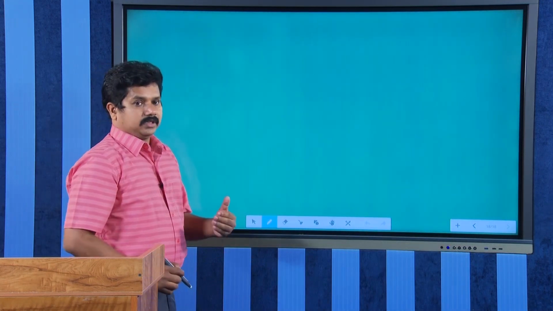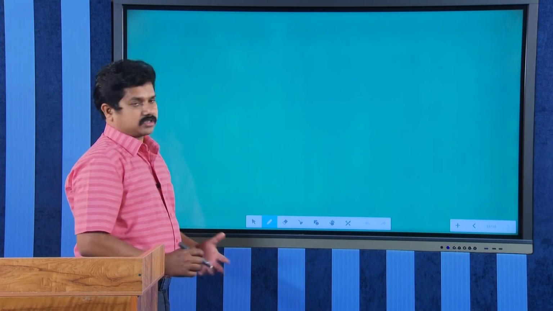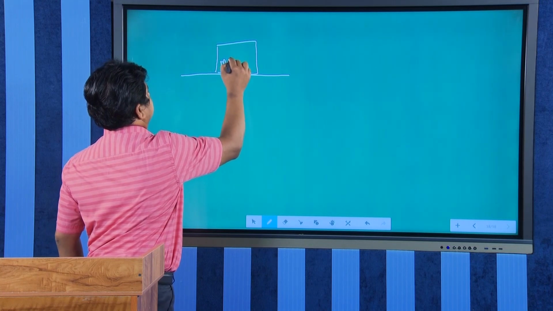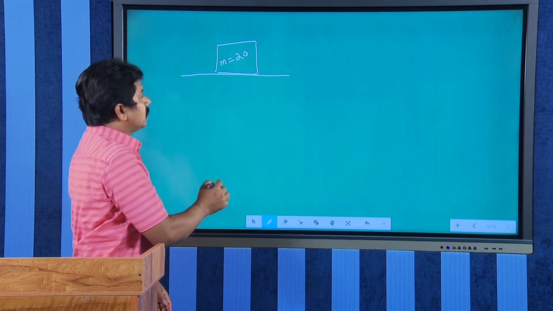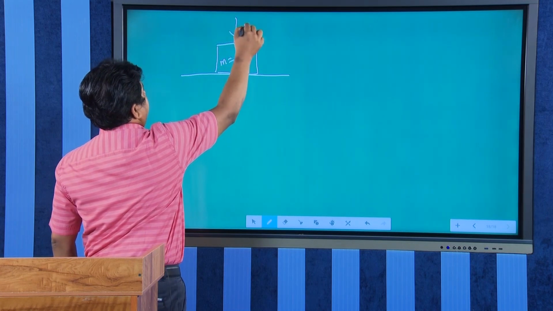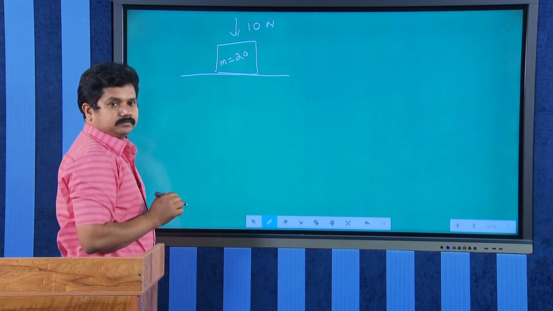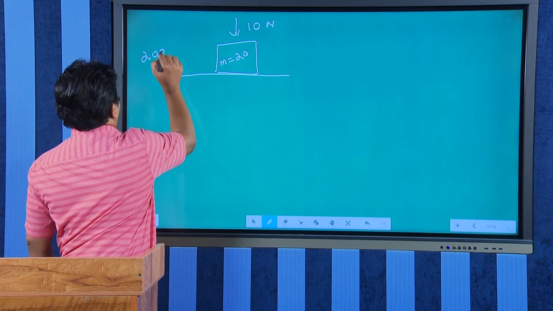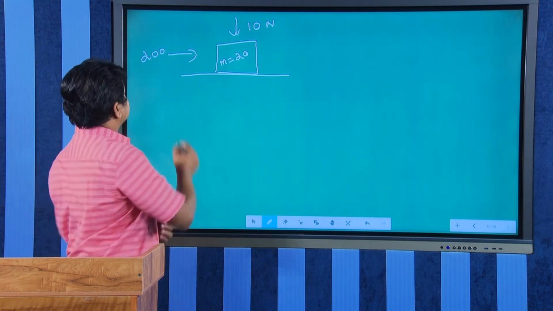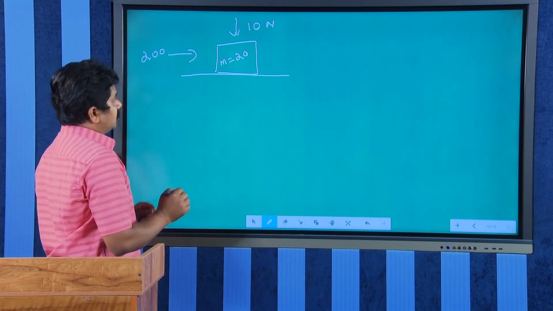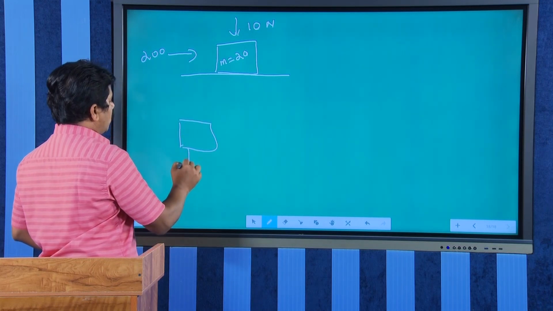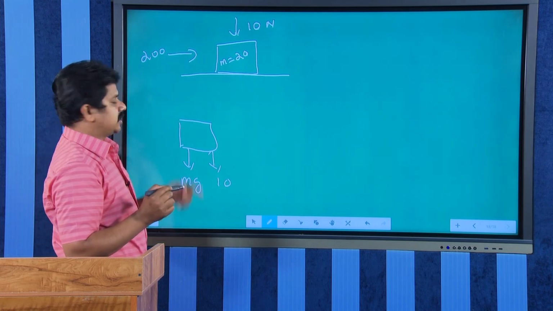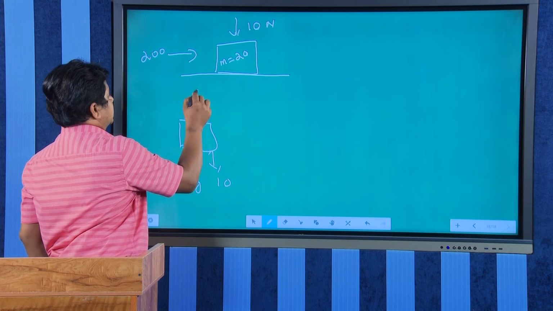Now, let us see if we change the normal reaction, what will be the frictional force. For example, we have a block here, M is 20 Newton. We have a force of 10 Newton acting downward, and 200 Newton in this direction. Applied force is 200. Now, what will be the normal reaction? We have downward mg and an additional force of 10 Newton downward. Normal reaction will be upward.